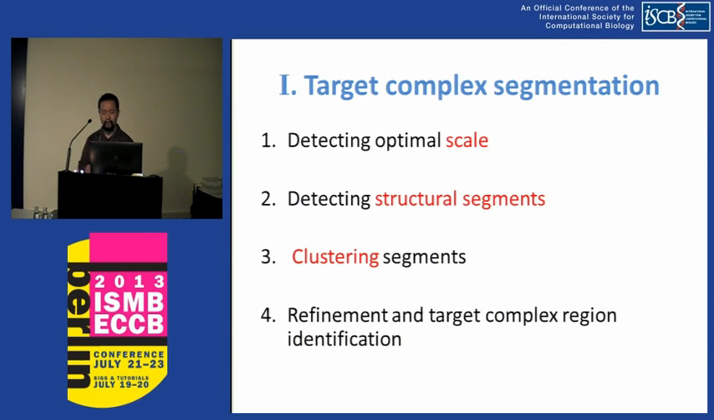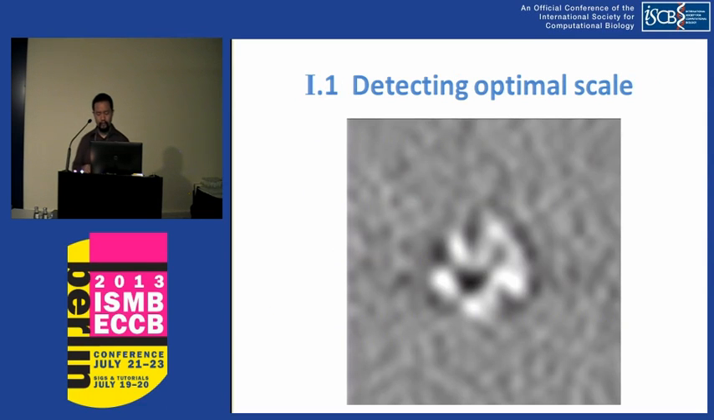And the detection of the target complex region has 4 steps. So first, because the tomograms are very noisy, denoising like Gaussian smoothing must be done to reduce the effect of noise. However, too much smoothing will eliminate the image features that are useful for the segmentation. Therefore, we want to detect an optimal Gaussian smoothing scale.